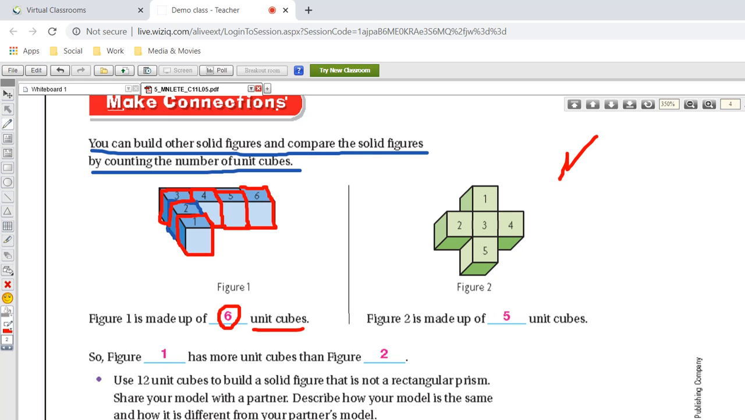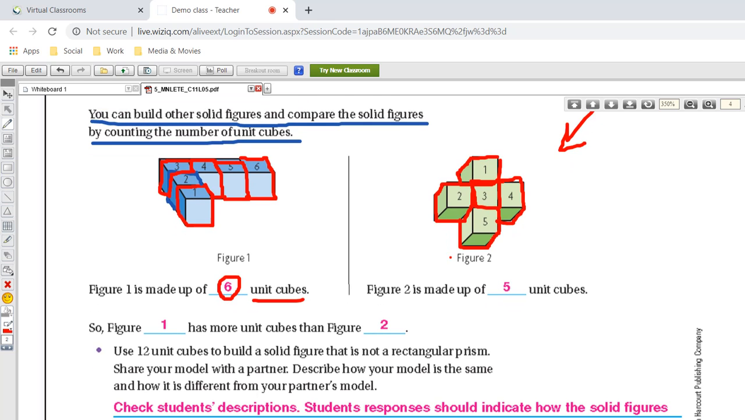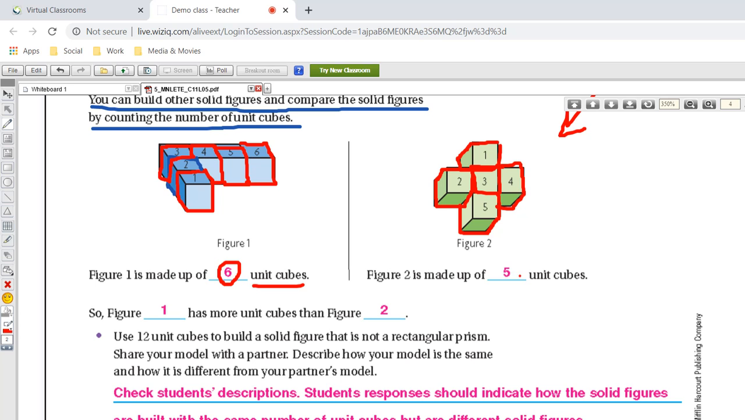What about this figure? Let's see. We have here 1 cube, 2 cubes, 3 cubes, 4 cubes, 5 cubes. So we have 5 cubes here. This figure is made up of 5 unit cubes.